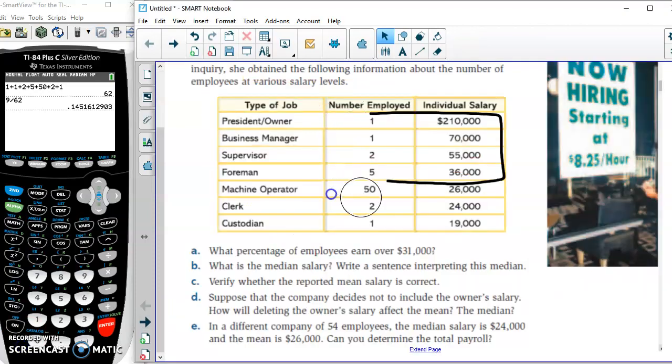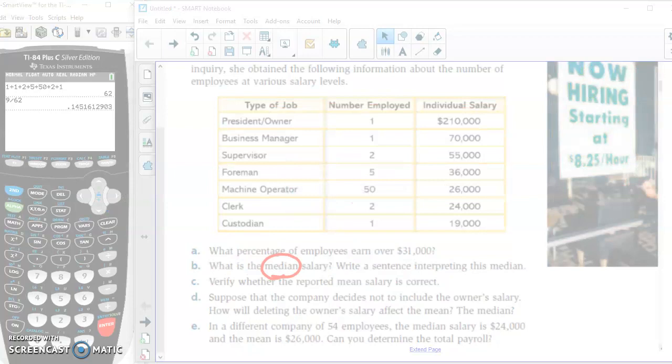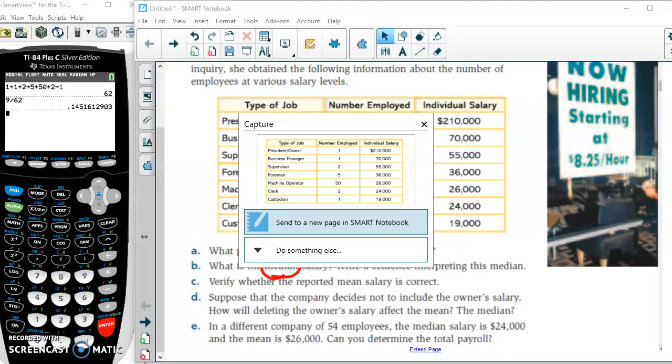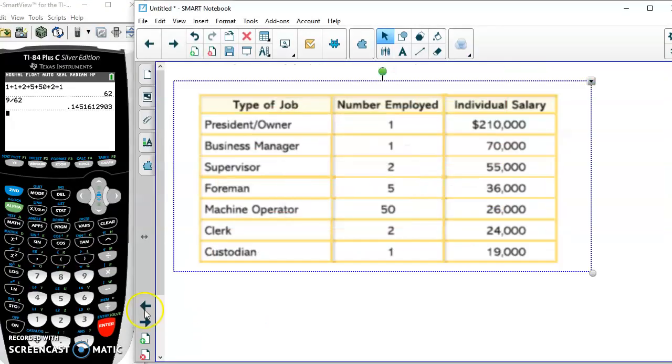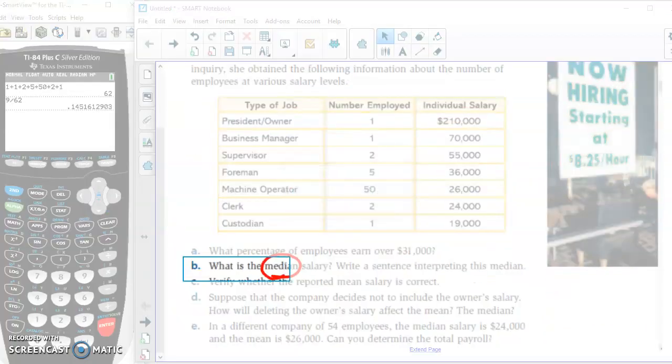Our next problem is asking us about the median salary. So in order to find the median salary, we first need to use our position formula and do that. So let's do it. So I'm going to do the same thing I just did on the other page. I'm going to take this and start a new page with it. I'm going to go back. And let's just take a look at only this problem.